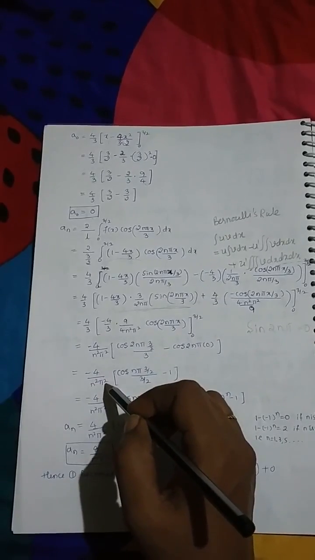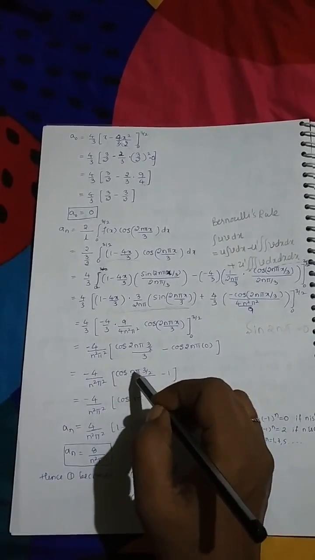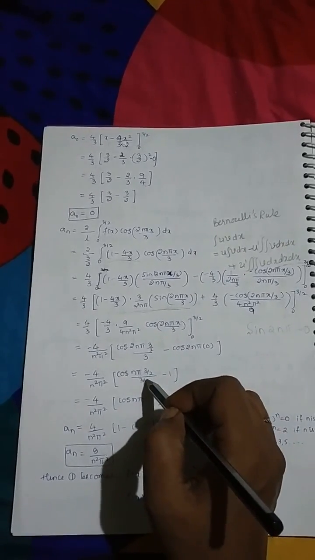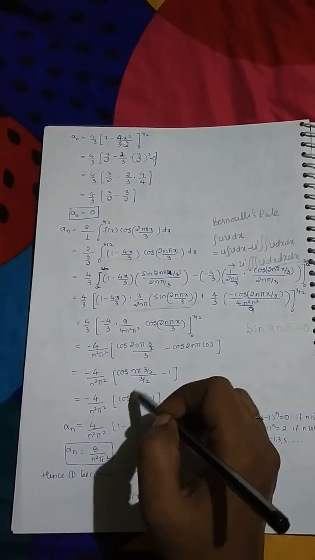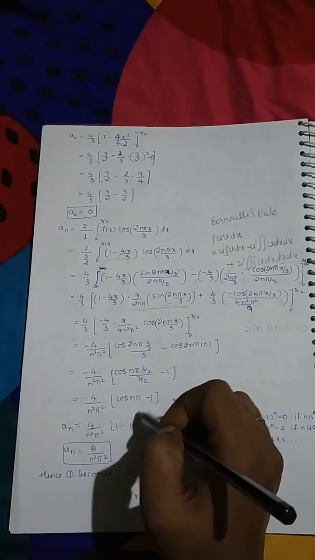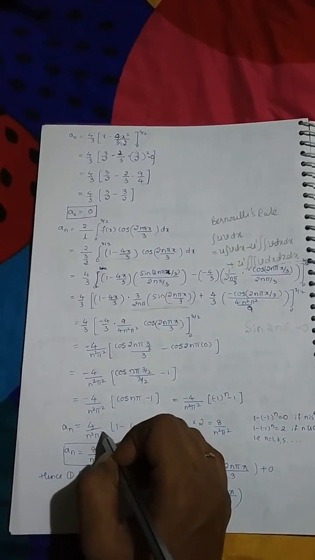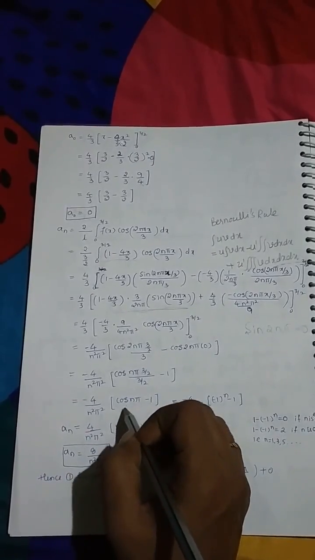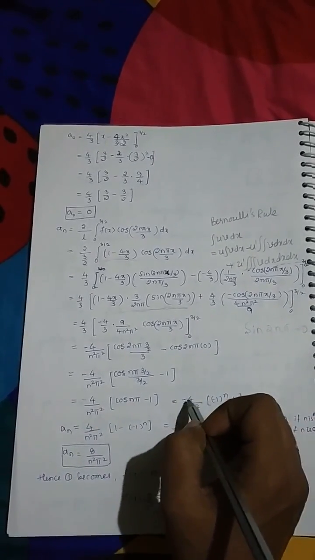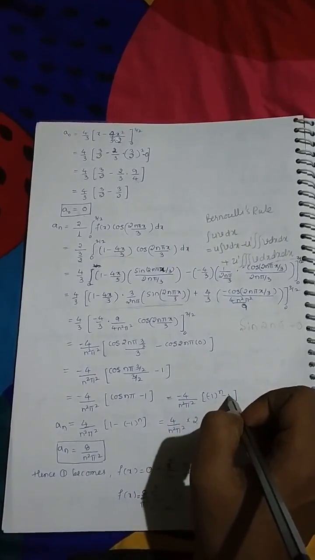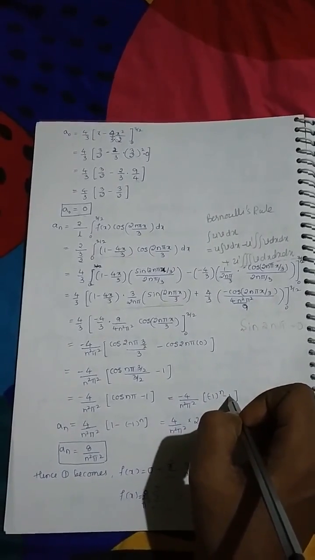Minus 4 upon n²π² into bracket cos nπ (3/2 upon 3/2) minus 1. Here the 3/2 cancels. We have cos nπ, and cos nπ is (-1)^n. So you can see minus 4 upon n²π² into bracket (-1)^n minus 1.